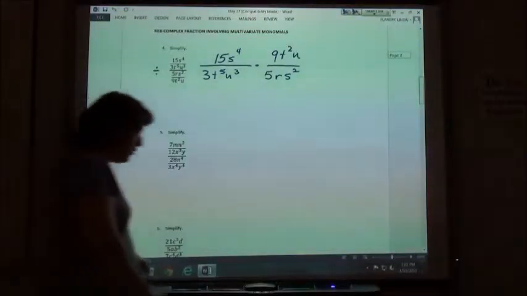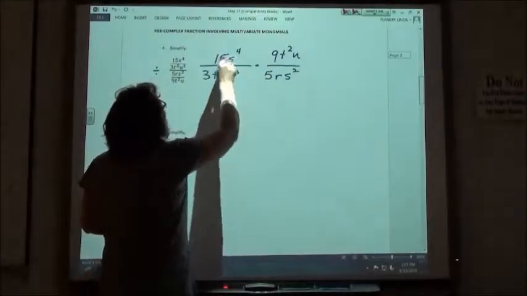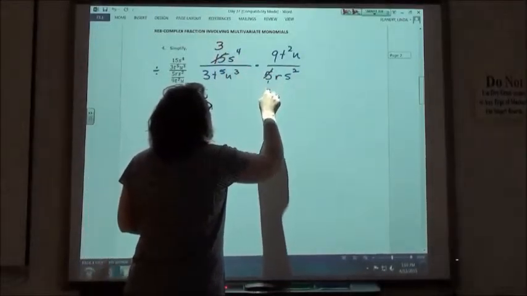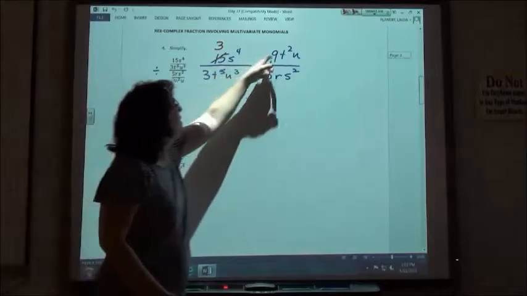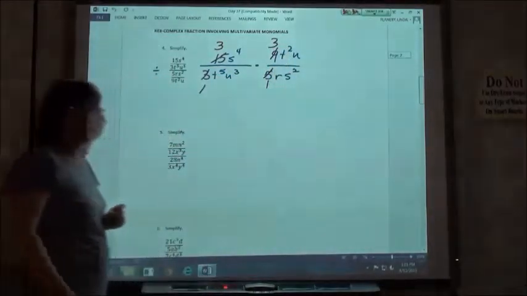Again, we can do some reducing. I'm going to start with my numbers. I can divide by 5 here. So 5 goes into there 3 times and into there once. I can divide by 3 here. 3 goes into here once and into here 3 times.